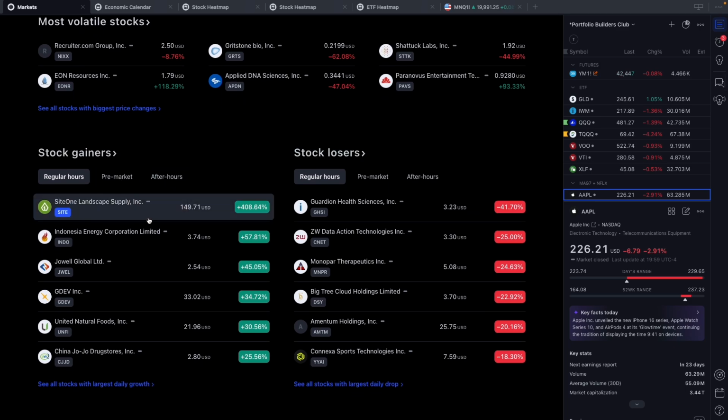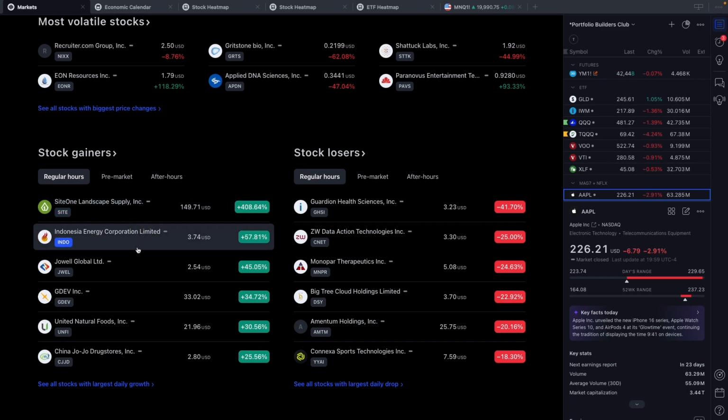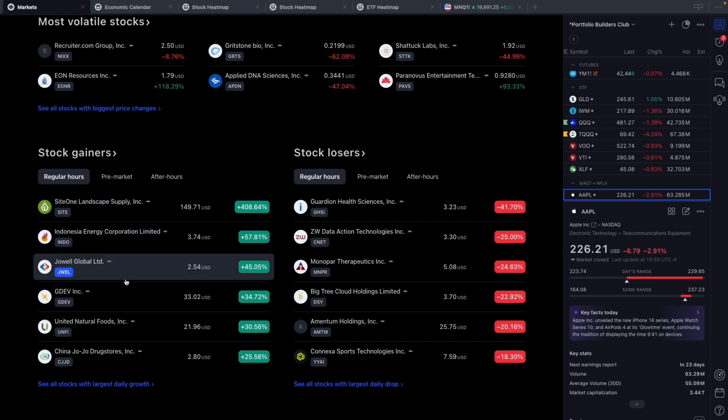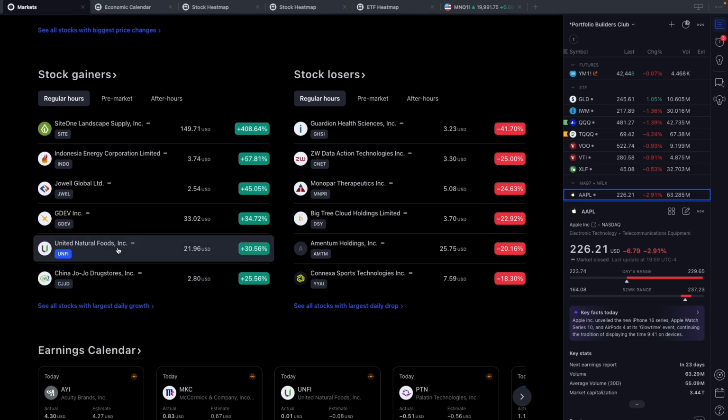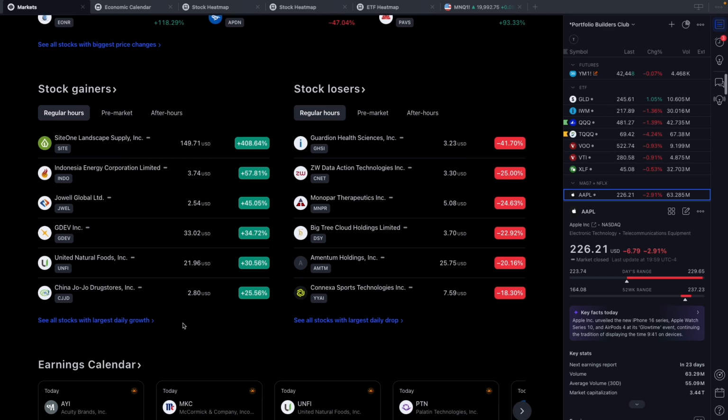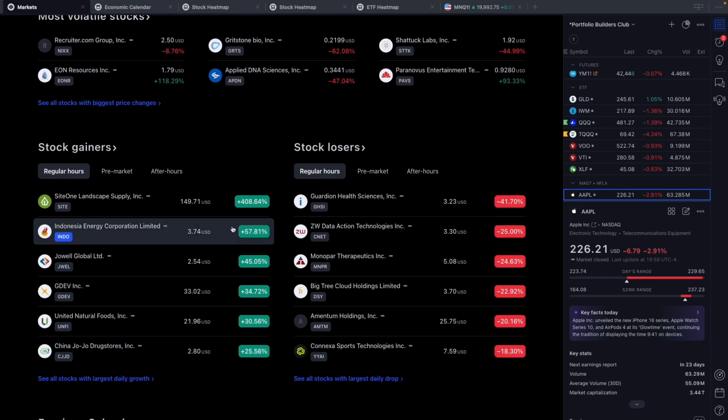So stock gainers, you've got like Site 400%, Indo 57%, Jewel 45%, GDev 34%. All these different companies, you can take a look and try to look into what is driving those companies, and you can click on each one and look at it. It does have the regular hours. It has the pre-market and after hours as well as far as gainers.